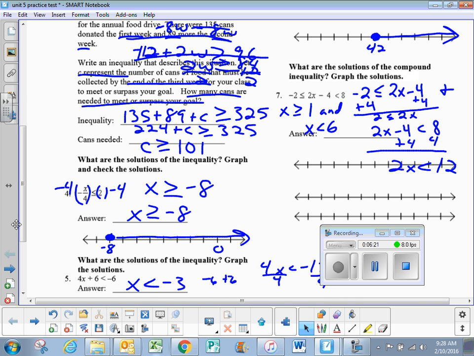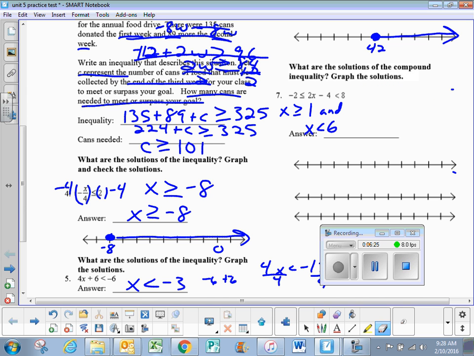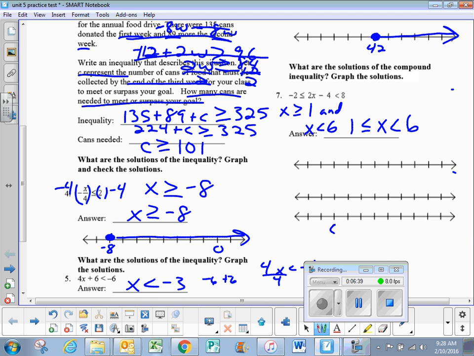Okay, so then I go ahead and get that out of the way so we can make this a little easier. So what is x? Well, x is between 1 and 6. So that graph is going to look like solid at 1. So if this is 0, solid at 1, 2, 3, 4, 5, 6, open there, and it's in between.